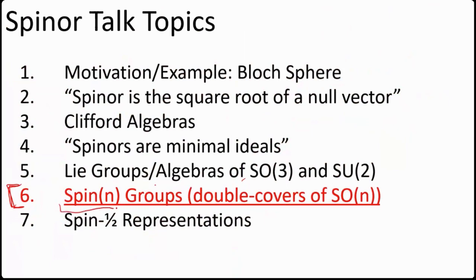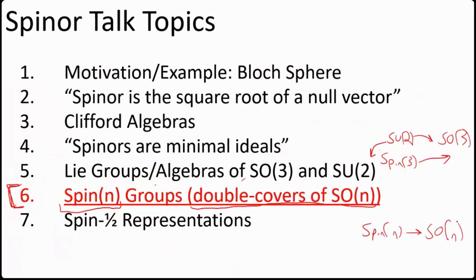So I wanted to talk about spin groups and how they're the double cover of SON. SU2, I said, was the double cover of SO3. SU2 is also called spin 3. So Spin N double covers SON. It applies in any dimension.